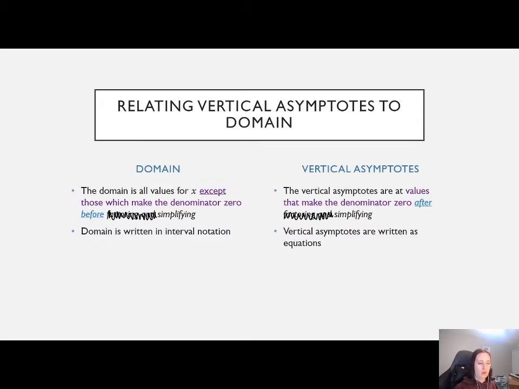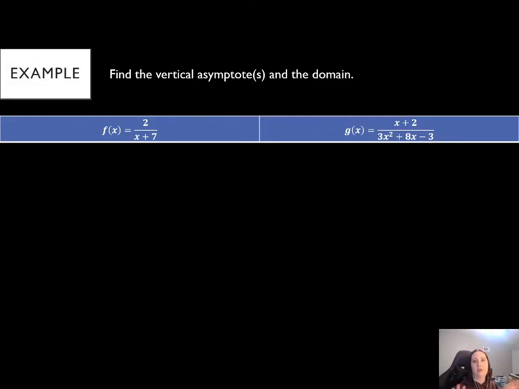So let's just find the vertical asymptotes here and the domain so you can see these different examples. So the first example here on the left is already factored. There's not really anything to do. It's simplified. We have 2 over x plus 7. There's nothing we can do, so we can find the domain and the vertical asymptotes at the same time. So here's how I basically do it.